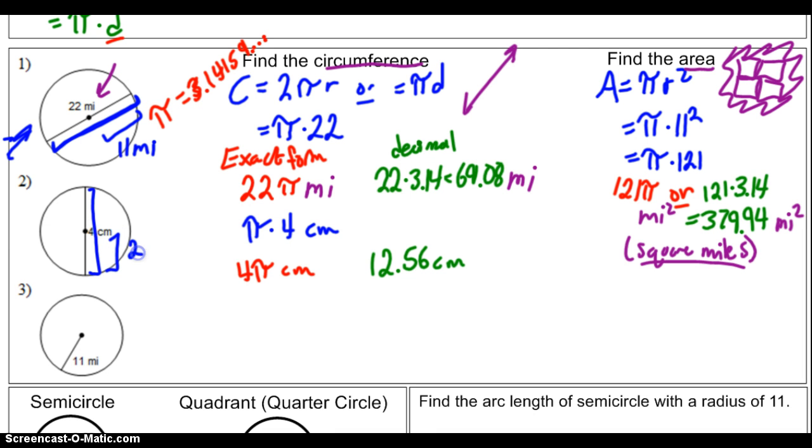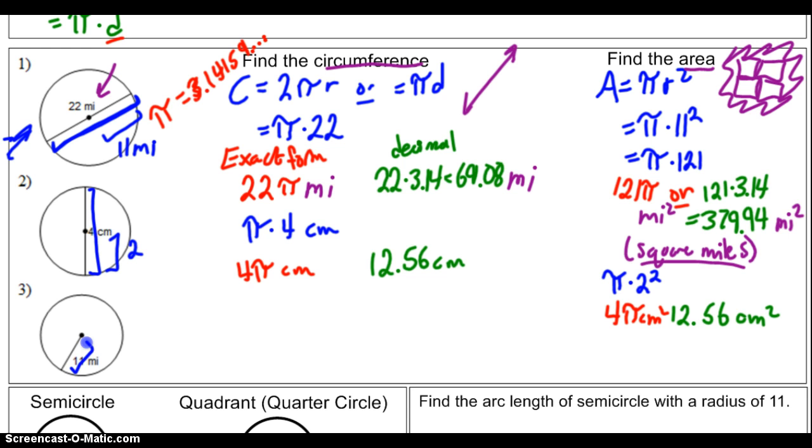On the other hand, for the area, let's see, area is pi r squared, so remember my radius here will be 2, so it's pi times 2 squared. And so in exact form, that ends up being 4 pi. And if I multiply 4 by 3.14, I end up with 12.56. Remember that those are in centimeters squared, or square centimeters.